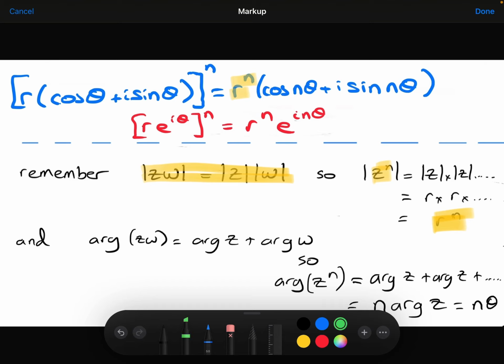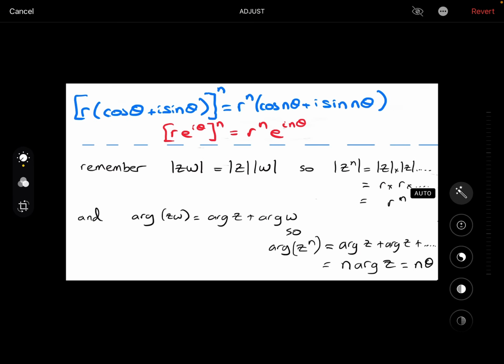We've also seen that when we're considering the arguments, we add the arguments together. So if I was considering z to the power n, then I would be adding the arguments n times. I would have n lots of the argument, n times theta. So this should make sense. There is a formal proof of this. We'll prove it by induction. We can do this in class. But hopefully these results should make sense.